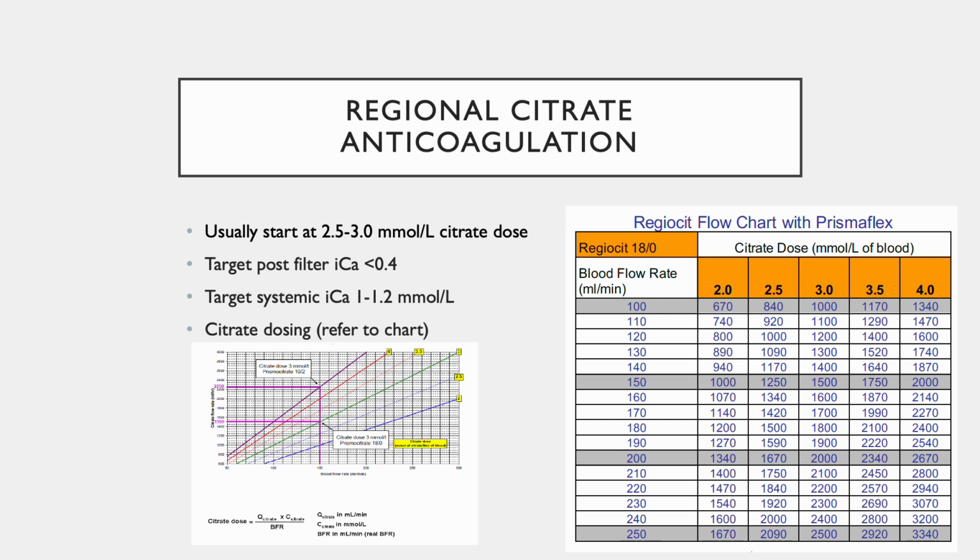Secondly, as we already mentioned, we want a post-filter ionized calcium to be low, and usually less than 0.4 would be suggestive that there is adequate anticoagulation of the circuit. But within the systemic circulation, we want systemic normocalcemia, and we want an ionized calcium level of 1 to 1.2. Hence, protocols are built to ensure that appropriate calcium replacement is administered to maintain these levels.